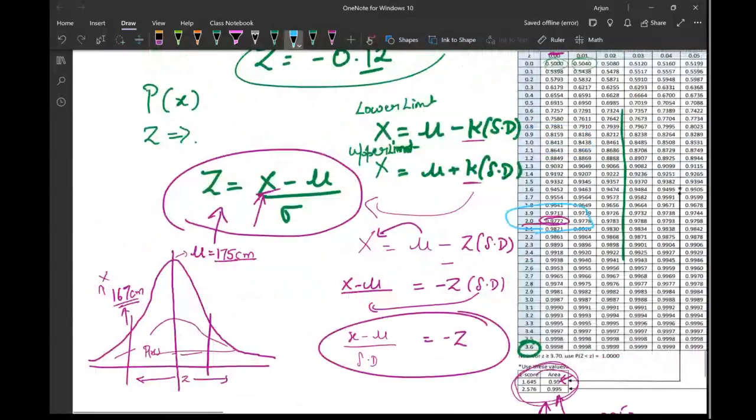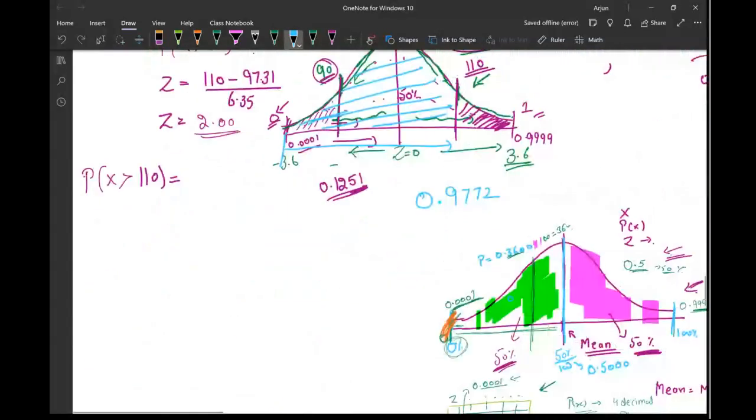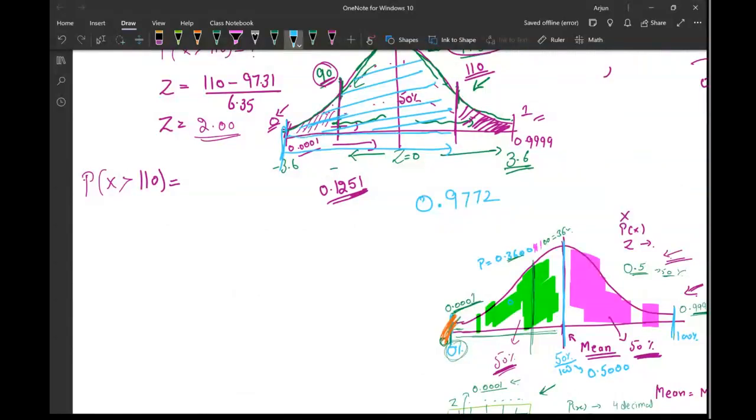0.9772, yes. So that means from the zero you are covering 97.72% of the area. So from here to here, that's much section. Okay, and you wanted to find out this one now. So this will be 1 minus probability x less than 110.